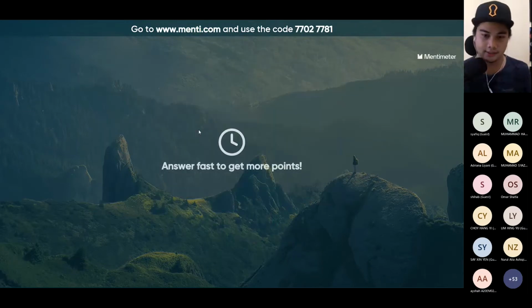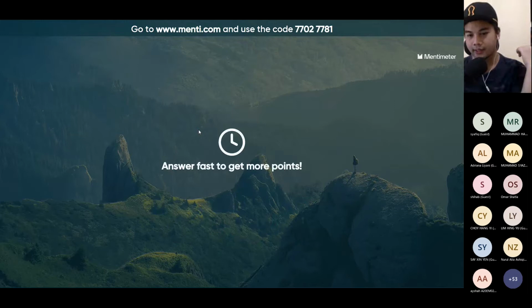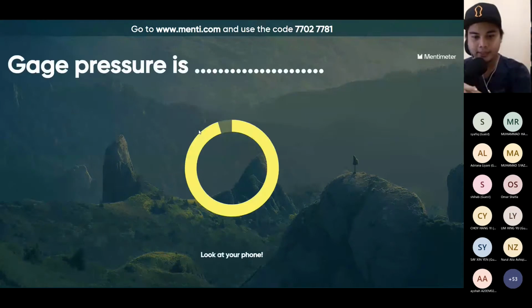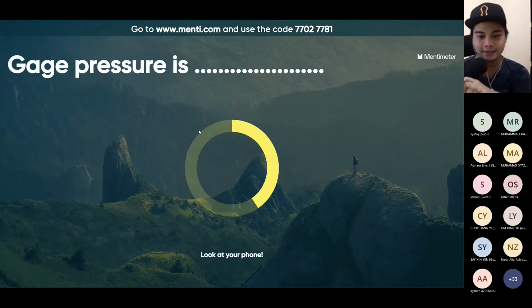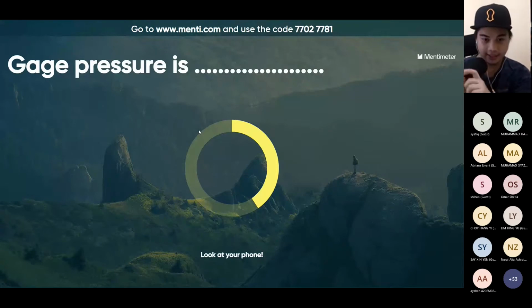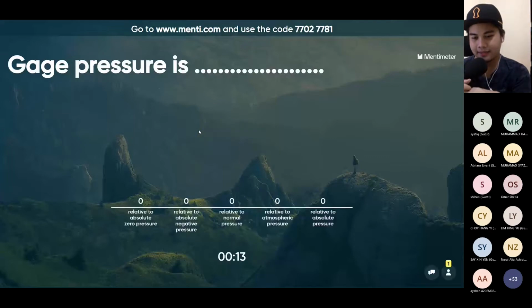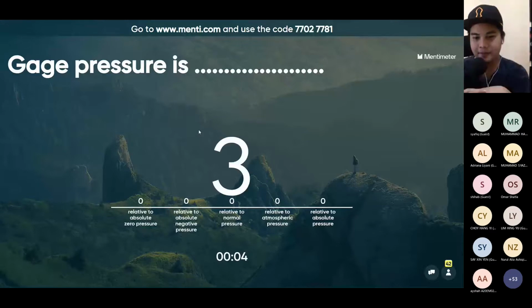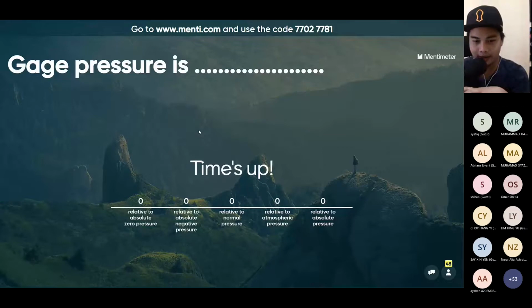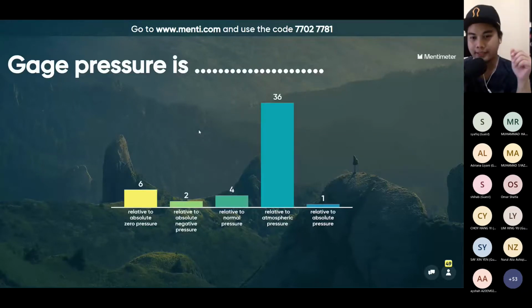Okay, please be ready, class. Answer fast to get more points. Gauge pressure is what? Okay, 5, 4, 3, 2, 1. So what's the answer? Okay, majority of you got it right. So it is relative to atmospheric pressure.